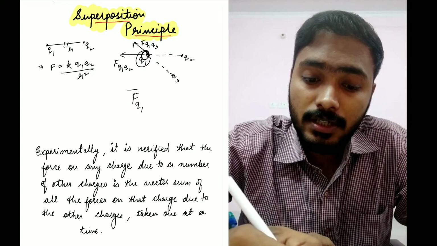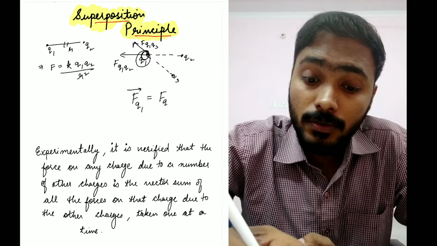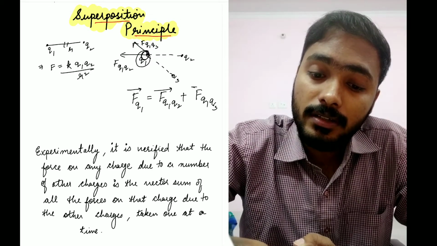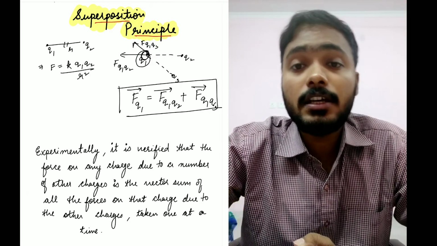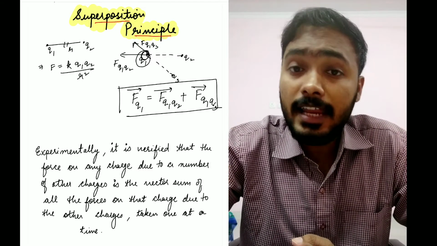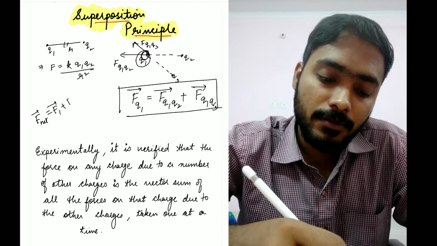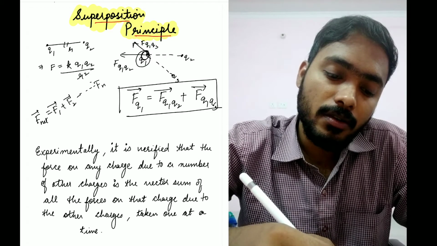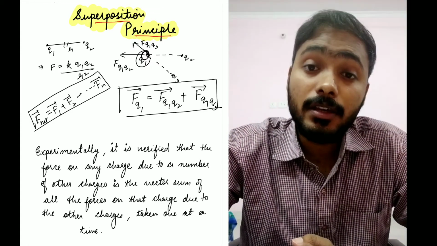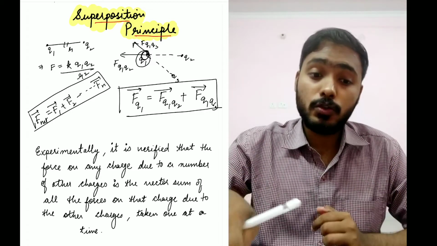So according to the superposition principle, the net force on the q1 charge will be the vector sum of both the forces, that is, force on q1 due to q2 vector plus force on q1 due to q3 vector. The vector sum of both the forces will be the answer. You can generalize it for n number of particles: the net force on any particular particle will be f1 vector plus f2 vector plus, and so on, fn vector. All the forces are going to be vectorially added, and that will be your final result. I hope that is understandable. If that is understandable, let's go to our numerical.